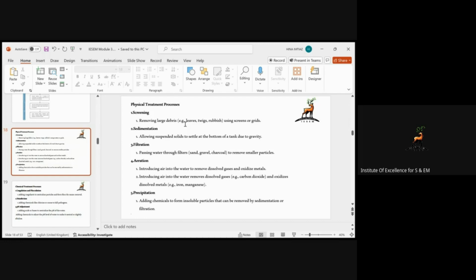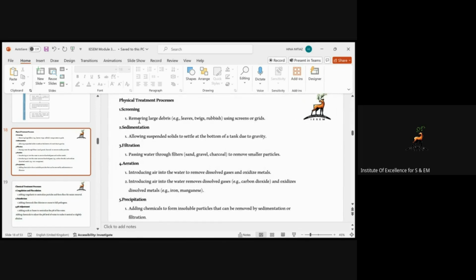So I'm going to discuss all the treatments, including physical, chemical, and biological. First, in physical treatment processes, the first step is screening. It is basically removing large debris, for example, leaves, twigs, and rubbish, using screens or grids. The second step is sedimentation. It is allowing the suspended solids to settle at the bottom of a tank due to gravity. We have already seen that diagram, so you have a clear idea about sedimentation.